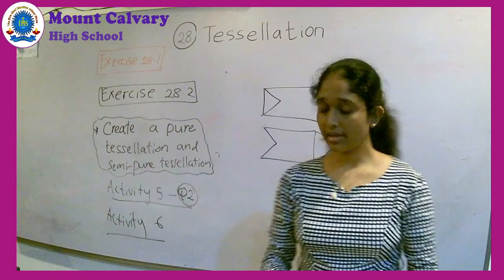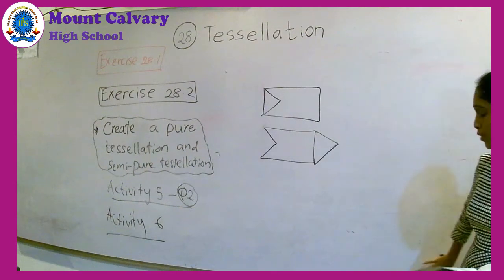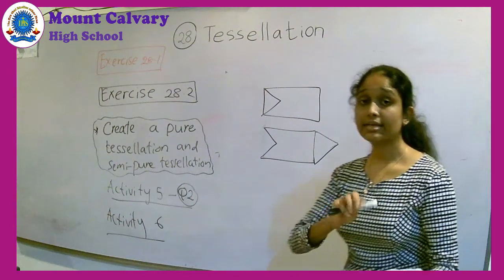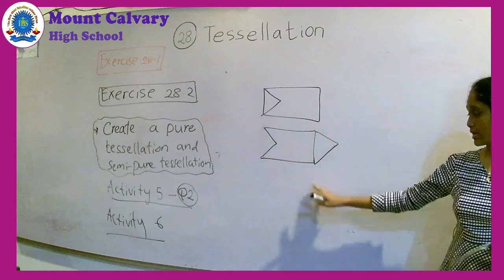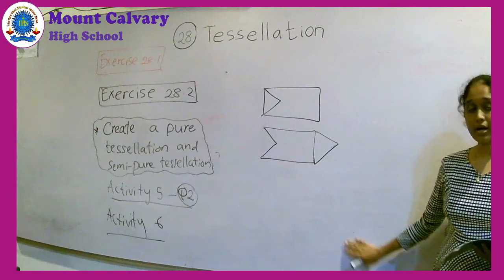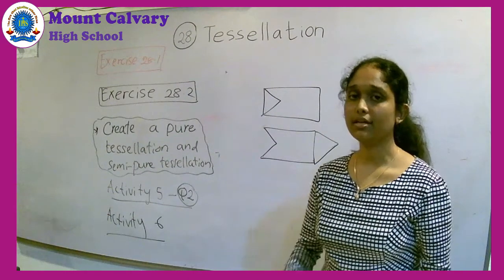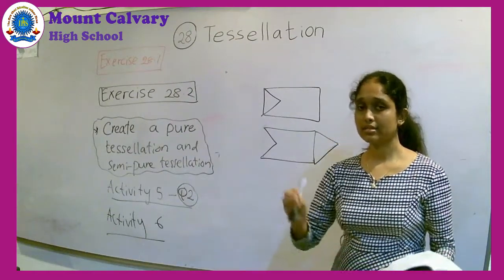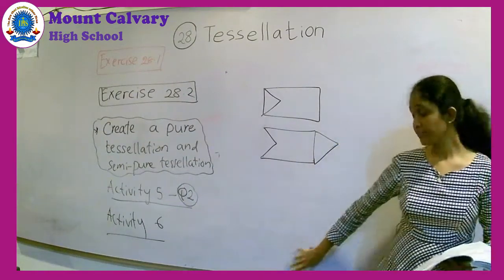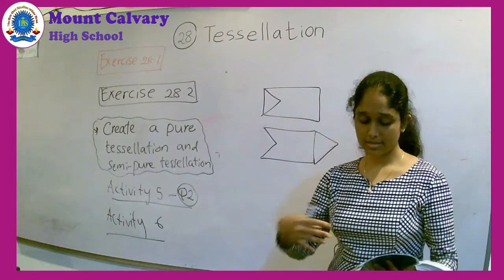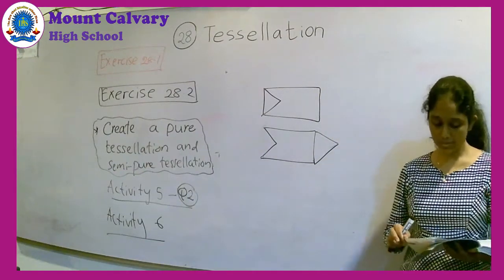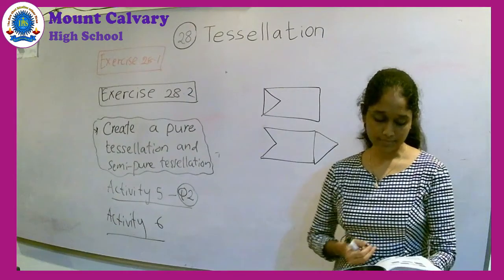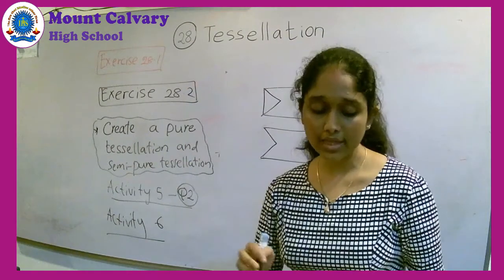Then you are having an important point like the angles around the vertex of a tessellation is 360 degrees. You have to consider the interior angles of the shapes and, multiplying by the number of shapes, you can have the answer 360. That is also important. Then as the last part, you have to create tessellation designs.